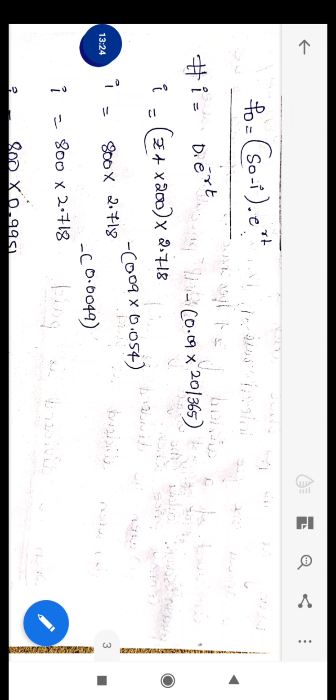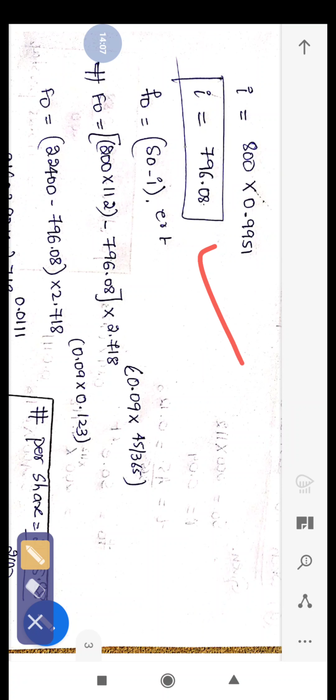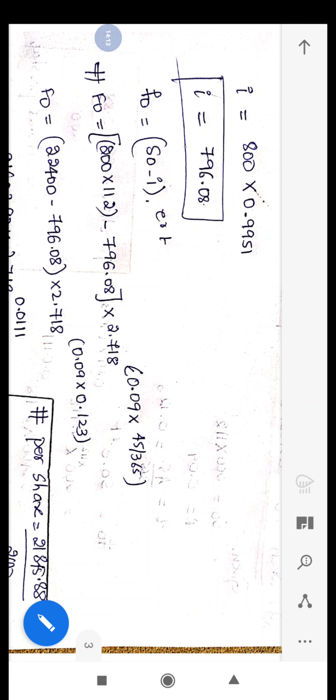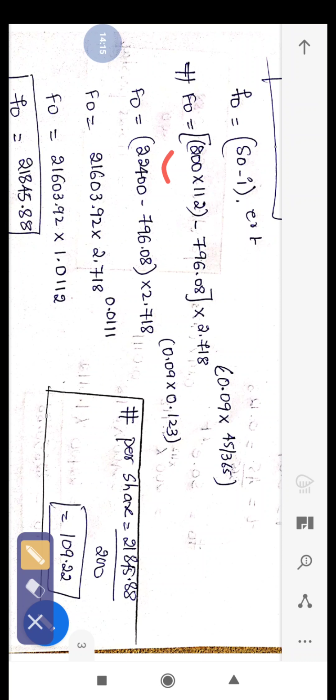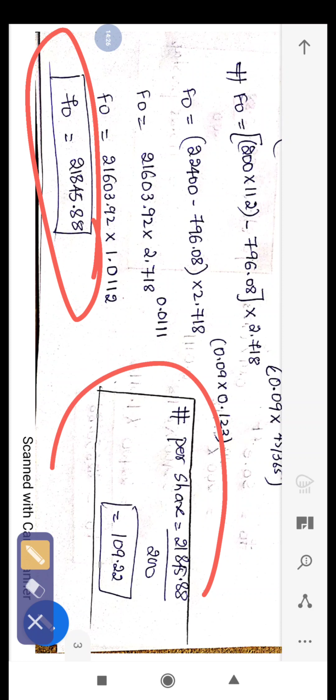So final I value will be 796.08. Now contract value, S0 is 200 shares, 112 minus I is 796.08. Log value, interest and contract maturity, 22,400 minus this I. So simply do all multiplications, the final value will be this one, and per share you have to divide by 200.